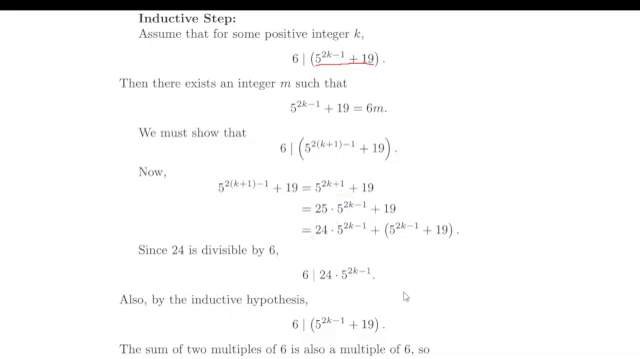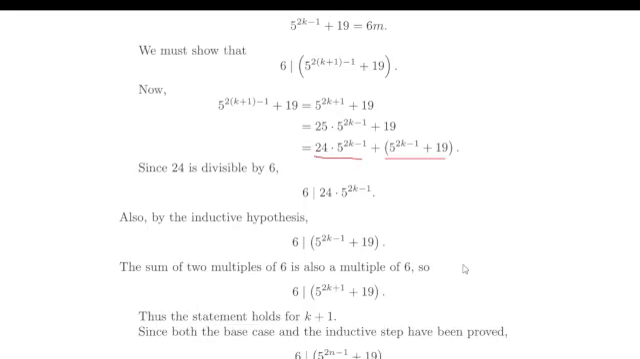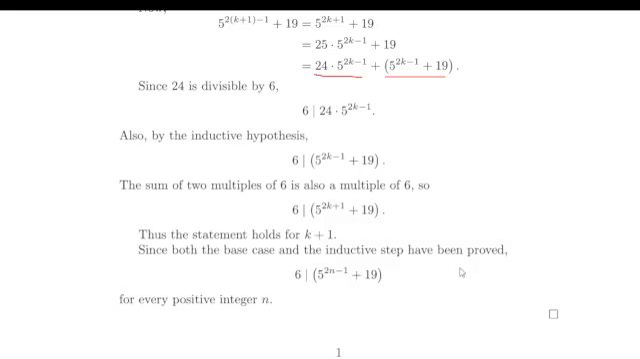Okay, so now, if we look at it individually, we know that 6 divides 24 times 5 to 2k minus 1, because 24 is a multiple of 6. And then 6 also divides 5 to 2k minus 1 plus 19 by the inductive hypothesis right here. And so 6 is going to divide the sum of the two multiples of 6. And so this statement holds for k plus 1. And so we proved that 6 divides 5 to 2n minus 1 plus 19 for every positive integer n.